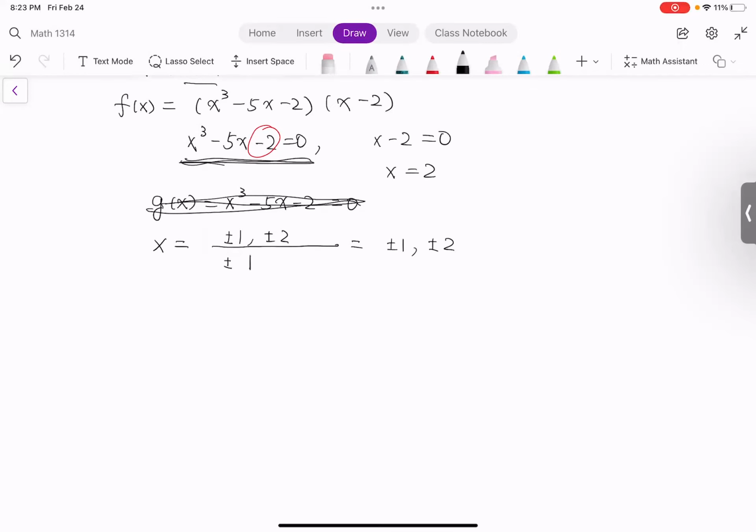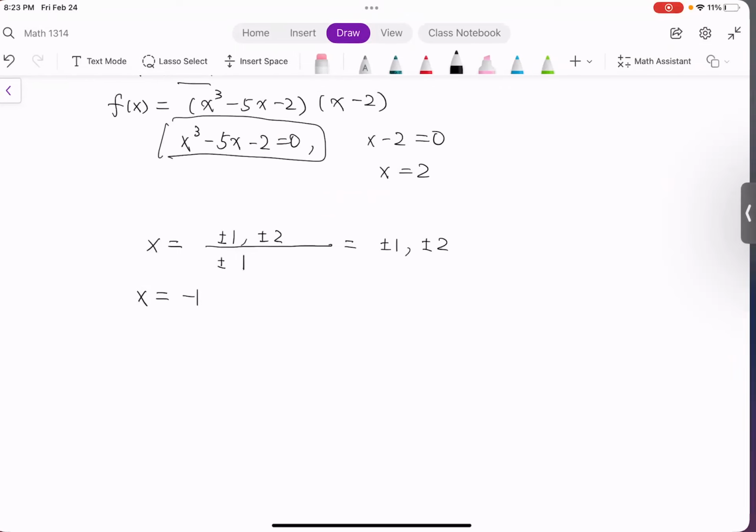Okay, take a guess. I can say x equals positive or -1, positive or -2. Okay, maybe we'll try -1 first. Now we need to apply the synthetic division to this equation.